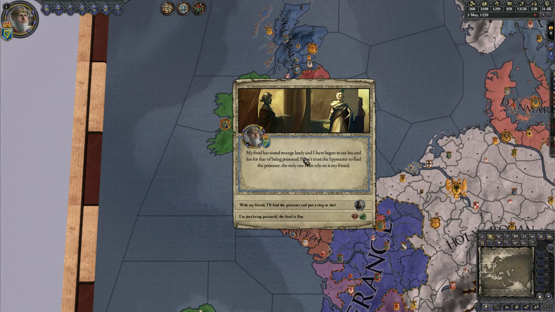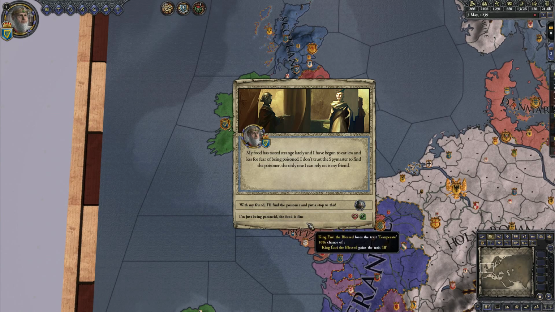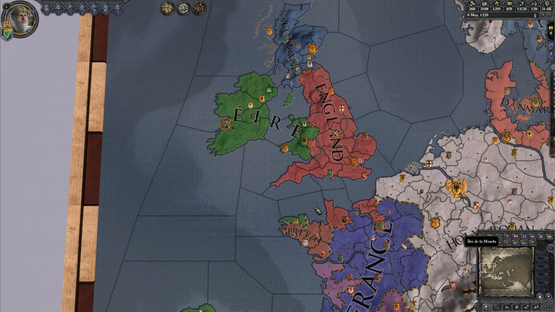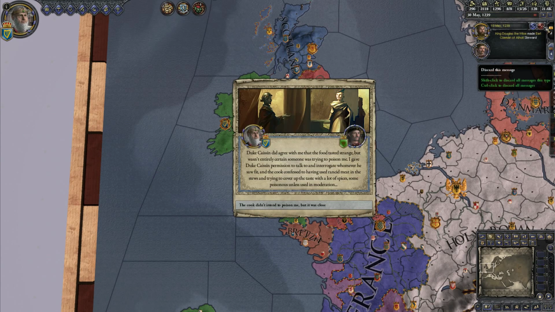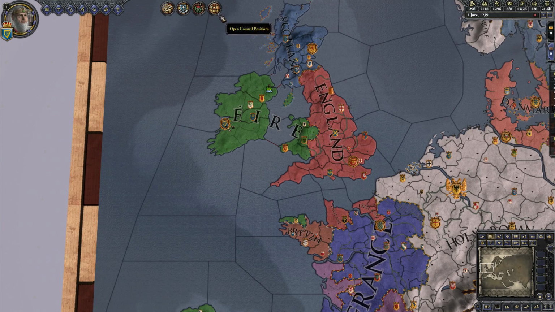My food has tasted strange lately. I'm just as fine to find the poison there. The only one I can rely on is my friend. 10% chance I get ill. Alright, let's just search. Making about 30 gold a month. He agreed with me. Oh, someone was trying to poison me. But it was close. Oh, okay, the cook just made a mistake. Fair enough.